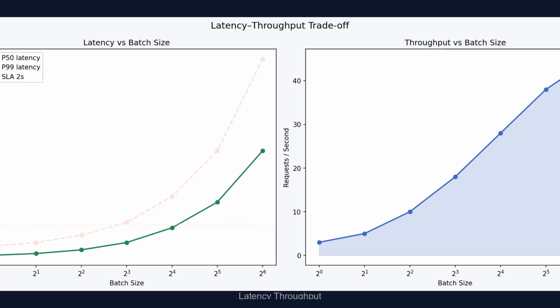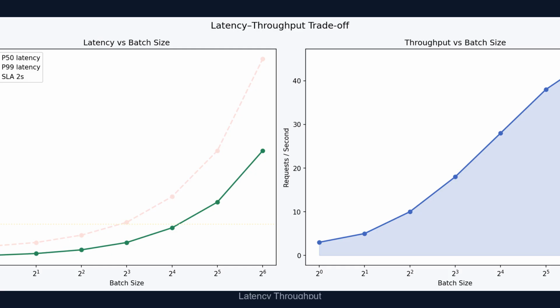These 2 graphs show the fundamental tension you'll navigate when tuning a production inference server. The left graph plots latency, both median P50 and tail P99, against increasing batch size. P50 latency stays relatively flat as batch size grows, meaning typical users don't feel much slowdown. But P99 climbs, your slowest requests get slower because they're waiting longer in the queue behind a large batch. The dashed SLA line at 2 seconds marks where user experience starts to degrade.